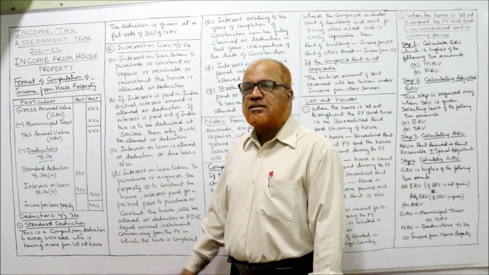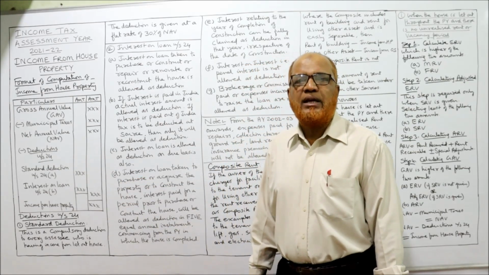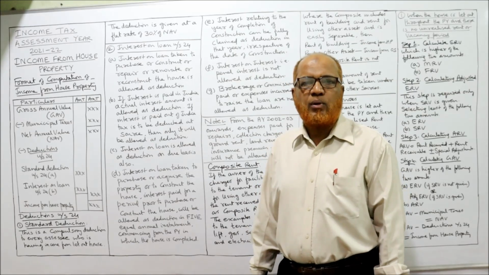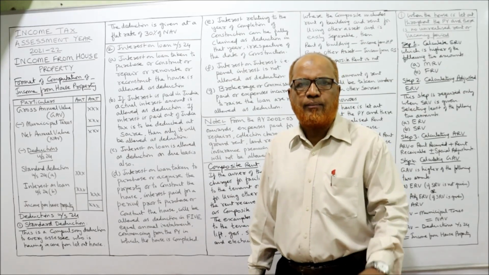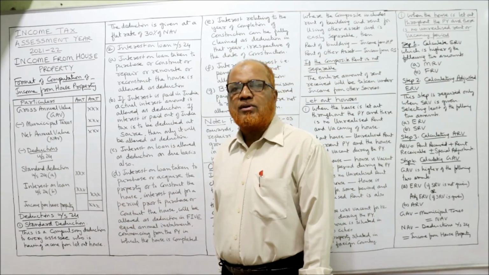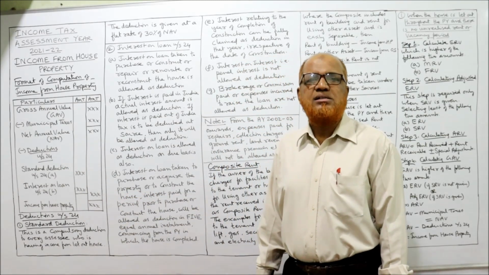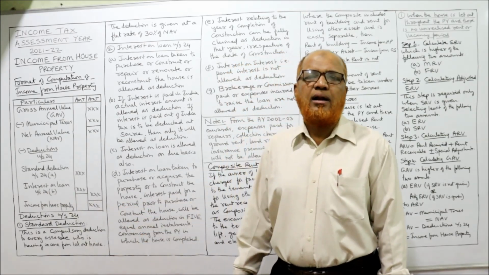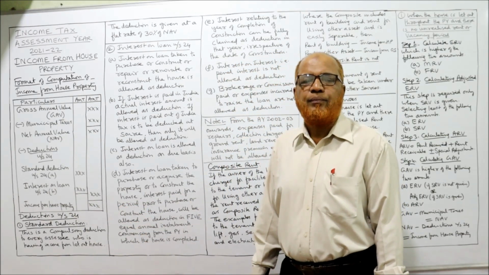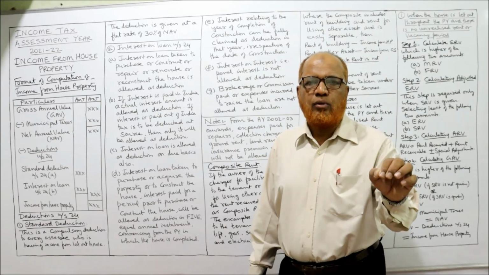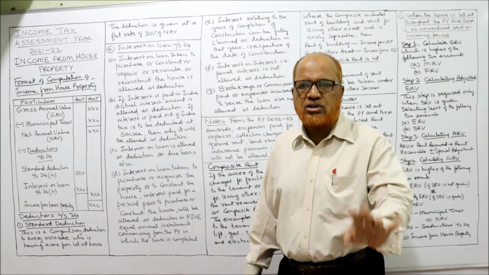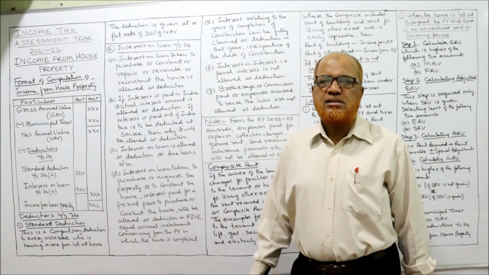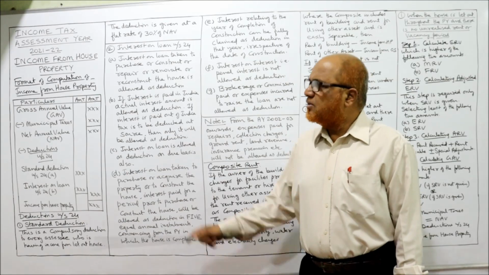From NAV, deduct the deductions under section 24. Only two deductions are there. You have to remember only two deductions, not a third one. The first is the standard deduction under section 24A. Secondly, interest on loan under section 24B. So 24A and 24B are the only two deductions under section 24. Then we get the income from house property. That's it. So simple. This is the format.